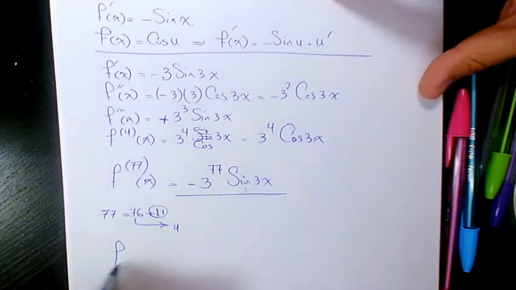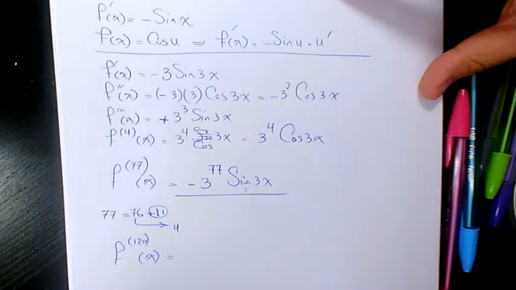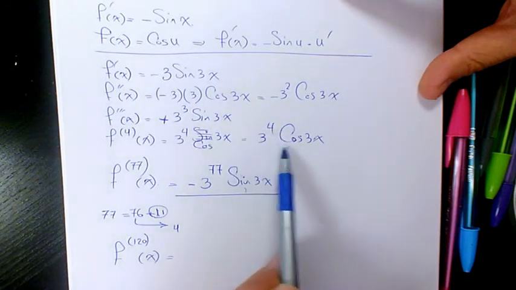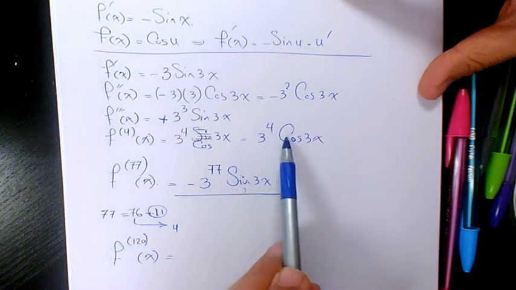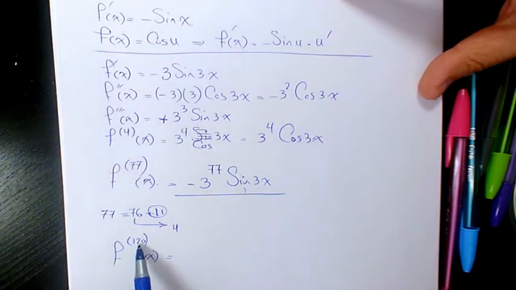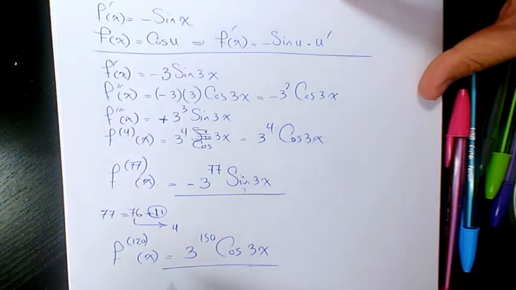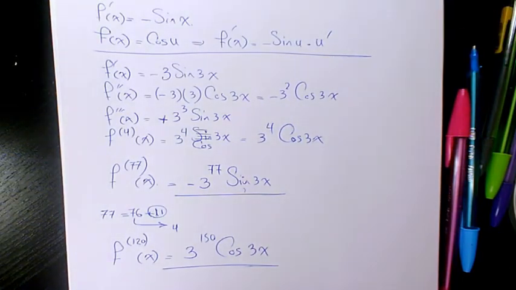Now if I want the 120th derivative of cosine 3x, it's going to be exactly the same as the fourth derivative, which is 3 to the power 4 cosine 3x. Since we are talking about the 120th derivative, it's going to be 3 to the power 120 cosine 3x. That's the final answer for this one.